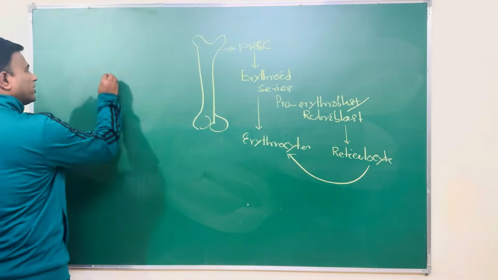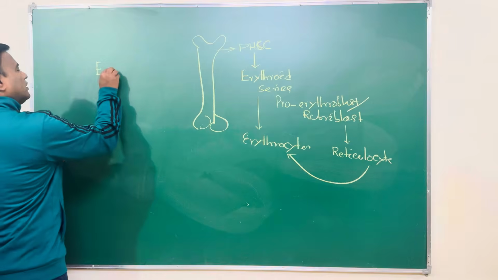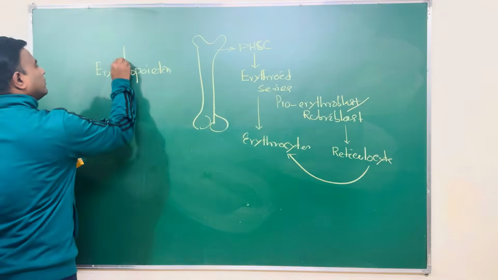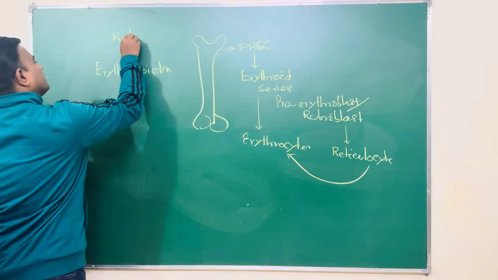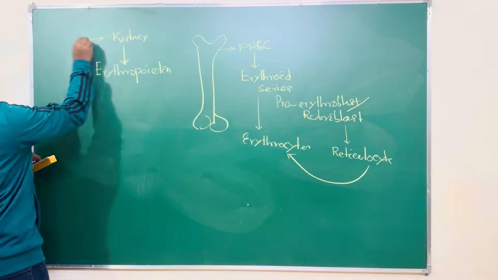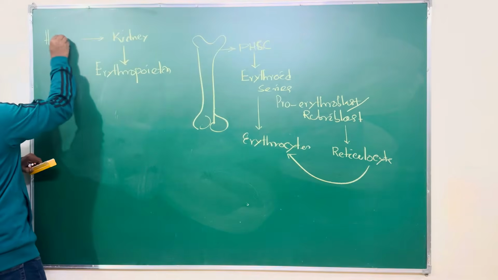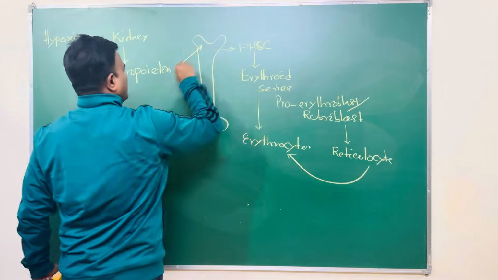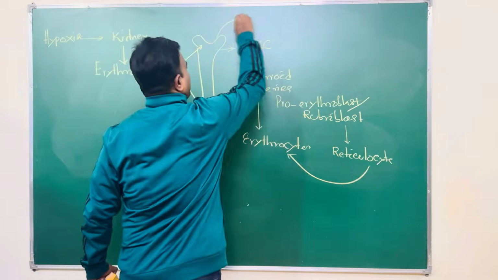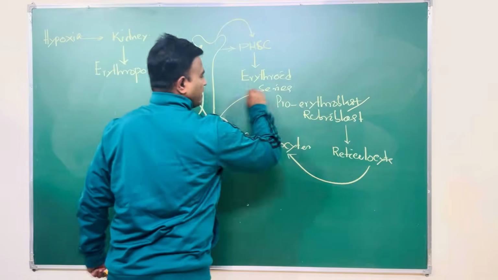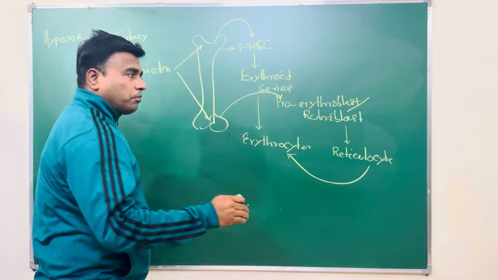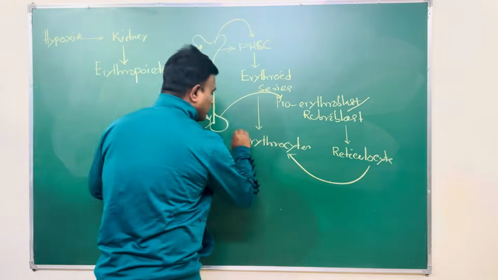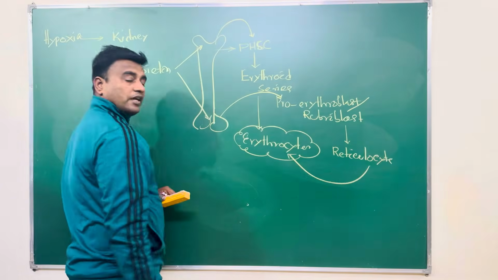So what does the erythropoietin bring out? The erythropoietin which is secreted from, let it be here, the kidneys. Why is it secreted? It is secreted due to hypoxia. This erythropoietin acts here on the PHSC cells, on the pro-erythroblast cells, and a number of intermediate stages of RBC development, and leads ultimately to formation of erythrocytes.